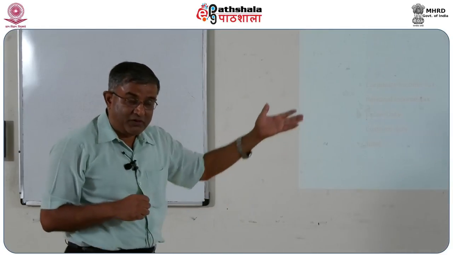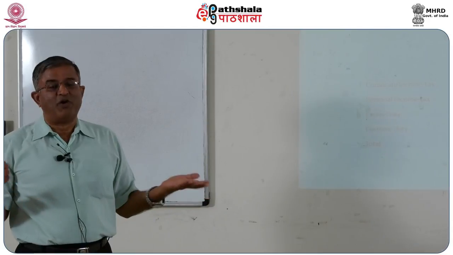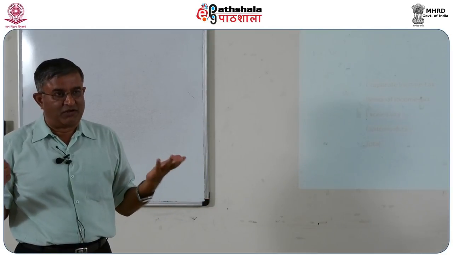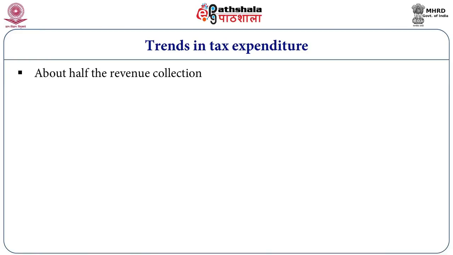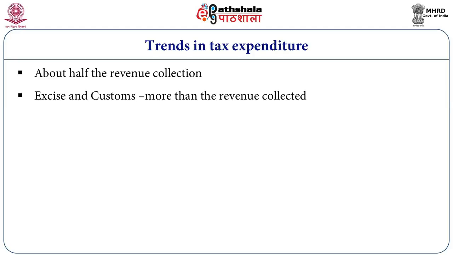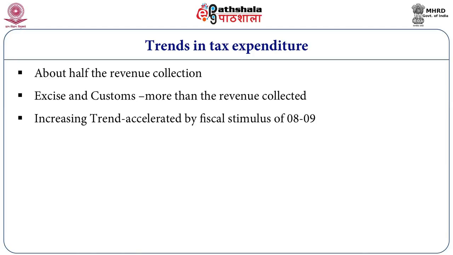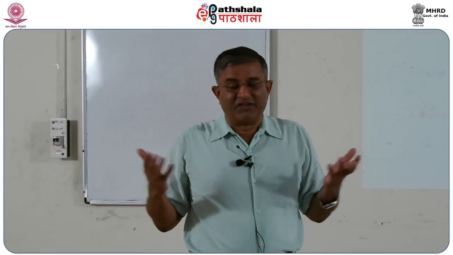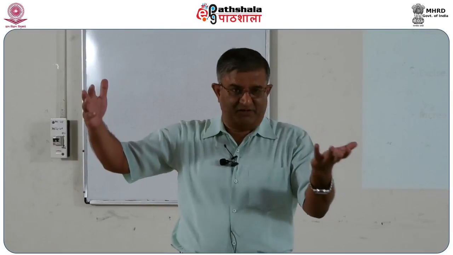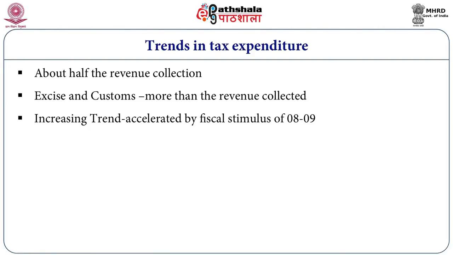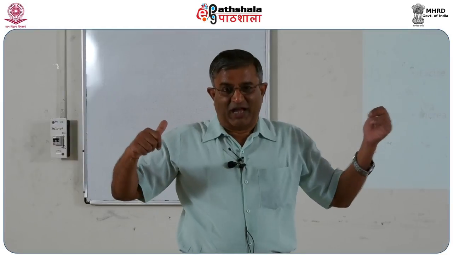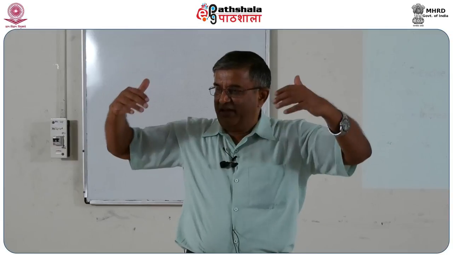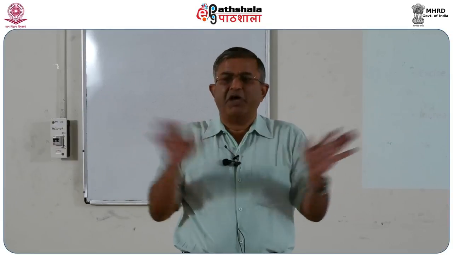This tax expenditure is more than the collection, as I said. Then how are you going to run a system which collects good tax with good efficiency? See the trends in tax expenditure. Half the revenue collection is tax expenditure. Excise and customs exemptions are more than the revenue collected. And every year it is increasing. Why does it increase? Tax expenditure is the best way to provide patronage, political patronage. So we need a system where these kinds of things will not be possible. I am moving toward GST as a way. GST does not allow for any exemptions, none at all.